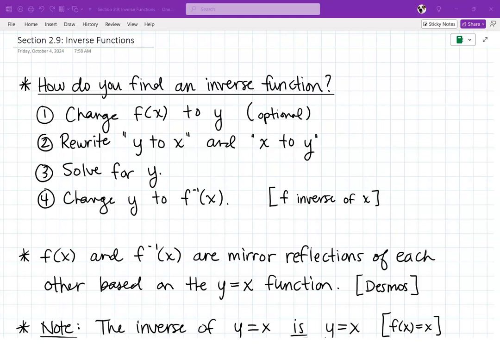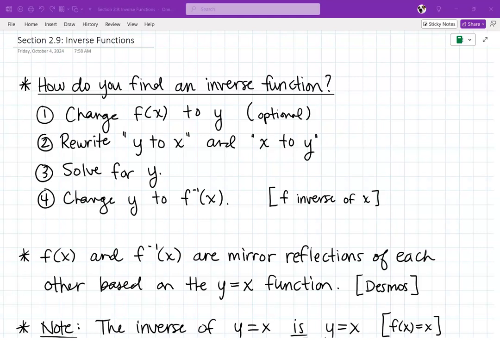Now, what is an inverse? Well, an inverse is a mirror reflection of the original function based on the y equal to x axis. Okay, I know that sounds kind of weird. That's why I want to use Desmos. I put it right there to kind of show you what I'm talking about. So it's kind of like a mirror reflection on a diagonal axis. Okay, y equal to x. But that's what an inverse function is.